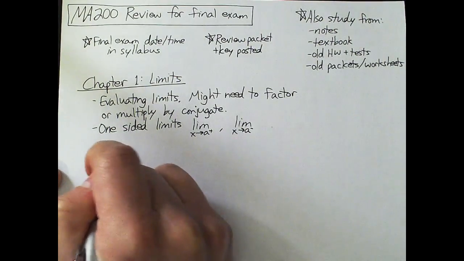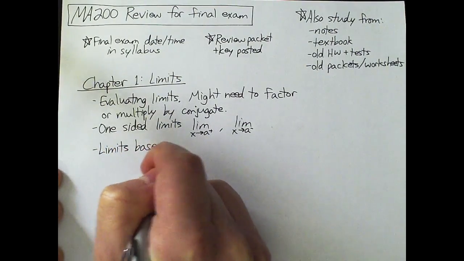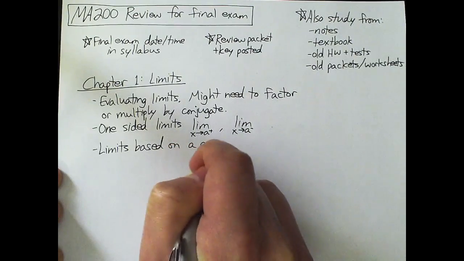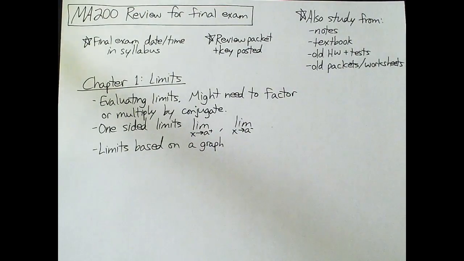We talked about limits based on a graph. So instead of just limits where you're given some kind of expression and you're trying to evaluate it, there could also be things where you're given a graph and there are some questions about it. A lot of times those tend to be piecewise functions because those are pretty interesting. You should be able to know limits visually. What do they look like in a graph?